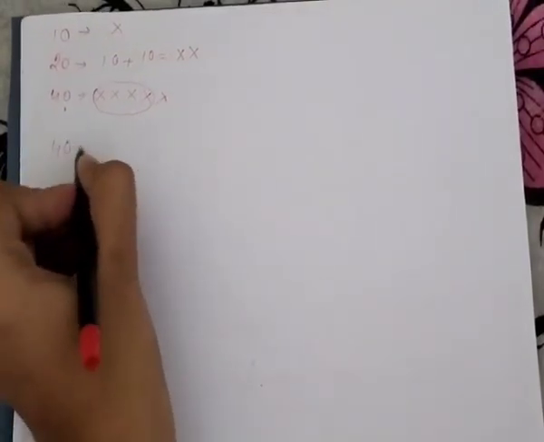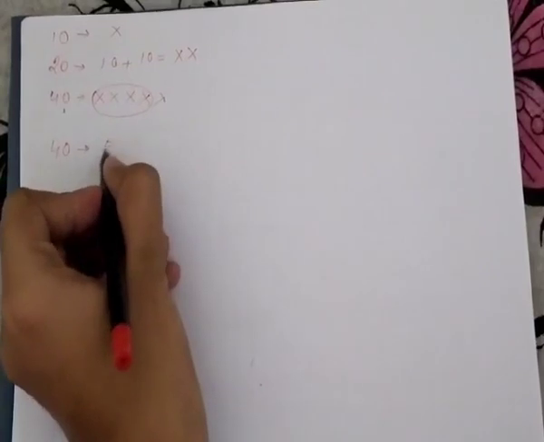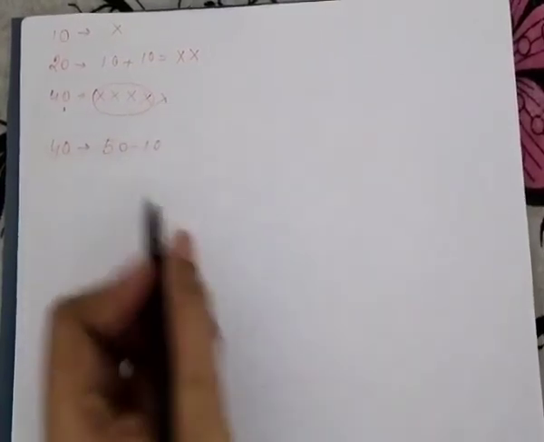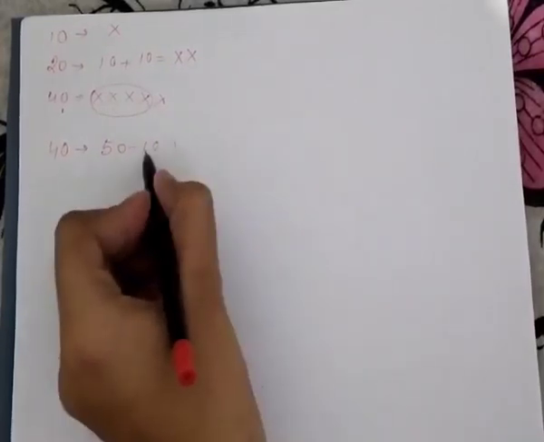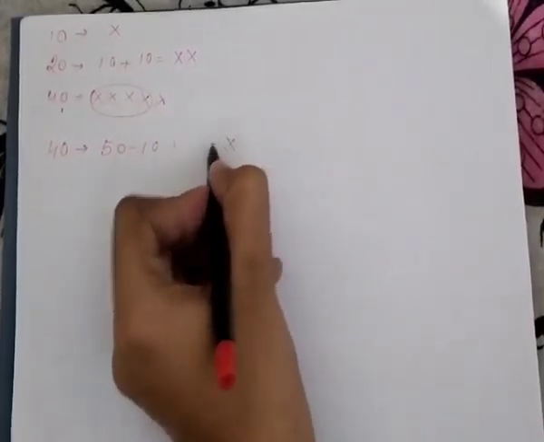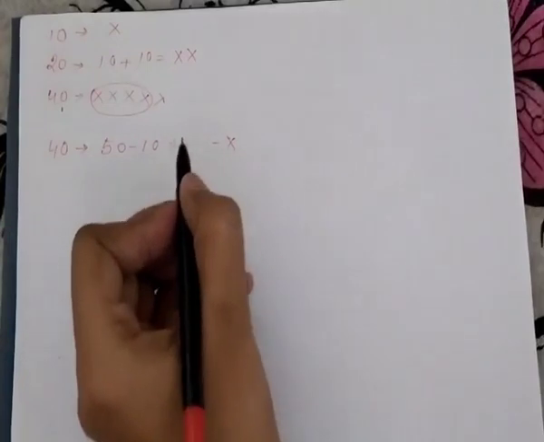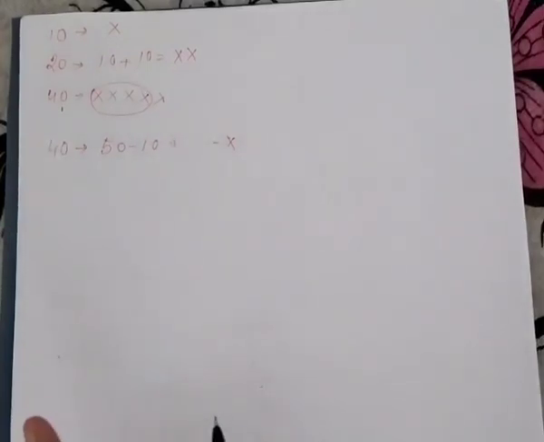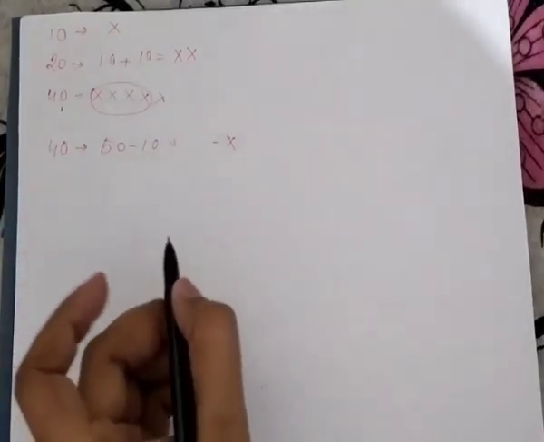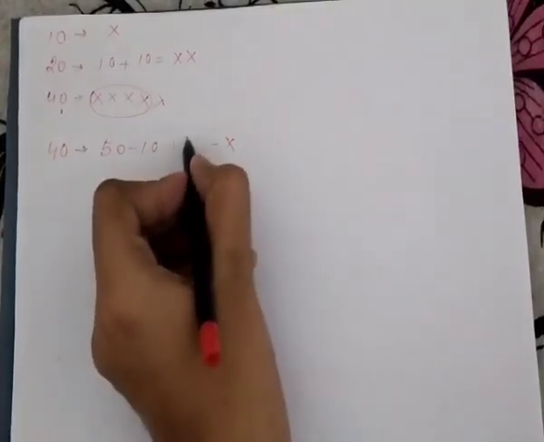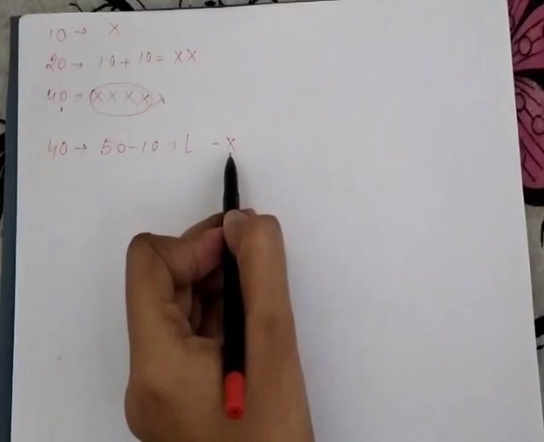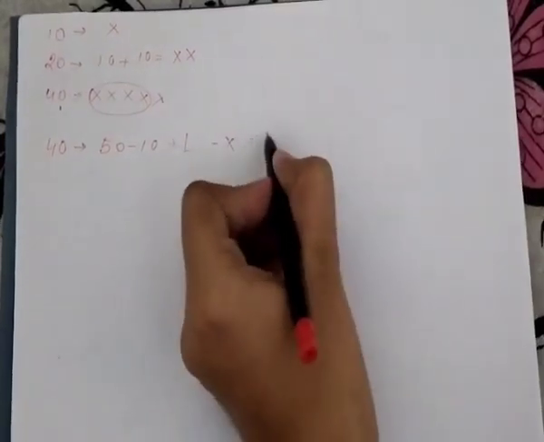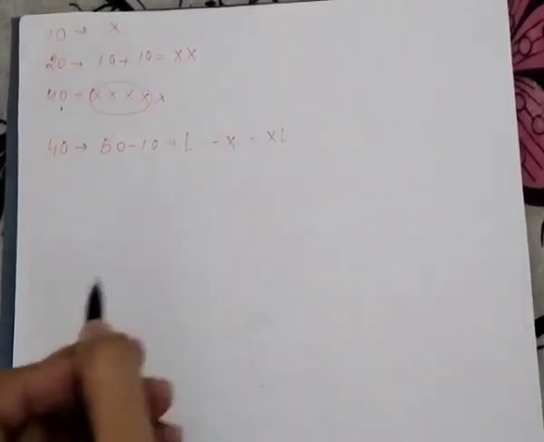For this we can write it in another way, like 50 minus 10, that is 40. The number which is being subtracted, that is X, is subtracted from the number 50. 50 is represented by the letter L. You know that the number which is being subtracted should be written on the left side of the bigger number, so it can be written as XL.